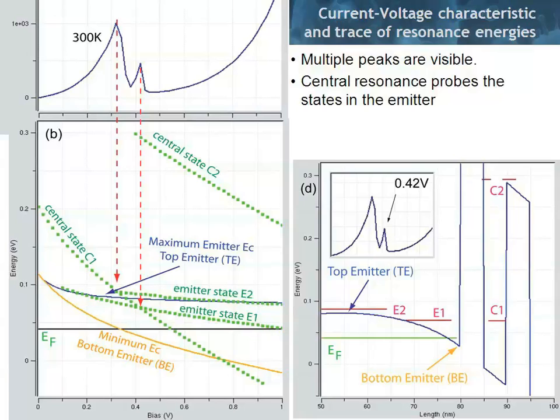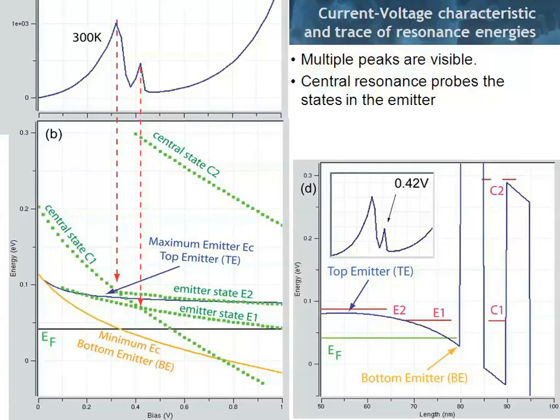And then you're coupling to the emitter state E1 at a higher bias at 0.42 volt, and that's when another peak occurs. And you might ask, well, why is this peak not as large at 0.42 volts as it is at 0.32 volts? Should be the same, right? Well, the answer is that these resonances here, E1 and E2, have different widths. They are supply functions that have widths associated with them, and they are important.